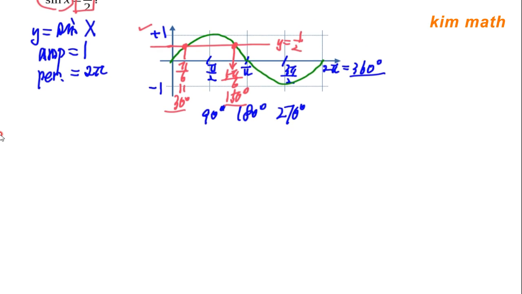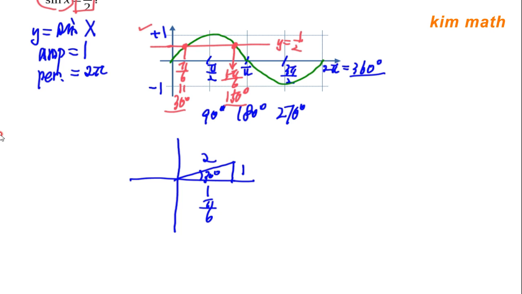We can sketch the triangle instead of this graph to solve this one. For example, sine x is 1/2. Then can you sketch the graph of this one? 1/2. And please note that this is a special triangle whose angle is 30 degrees, right? So 30 degrees or pi over 6 is our solution.